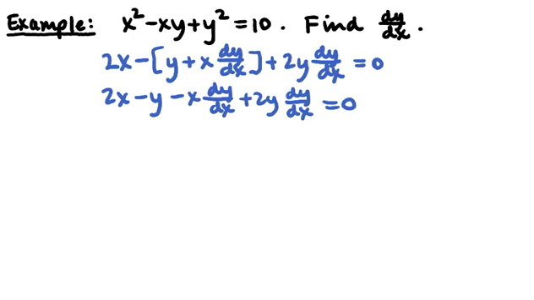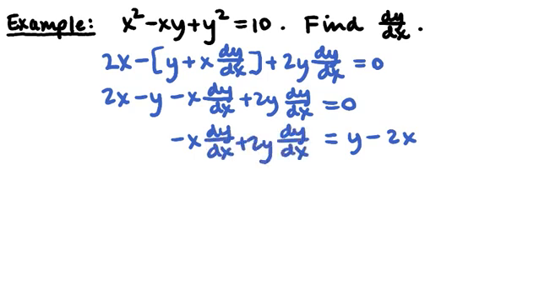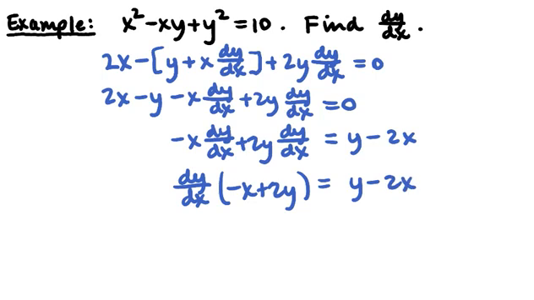Okay, now I'm going to move all of the things with dy/dx to one side of the equation. Well, they're both already on the left side of the equation, so I'll just clear out all the rest of the things. So I'll just say that's equal to y minus 2x. I've still got this negative x dy/dx and 2y dy/dx. Then I'm going to factor out the dy/dx. And then I'm going to solve for dy/dx by dividing away the thing it's multiplied by.